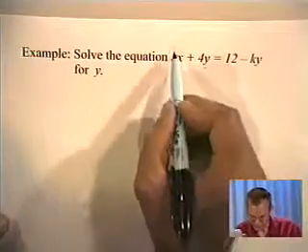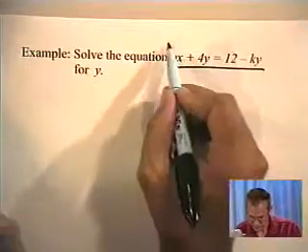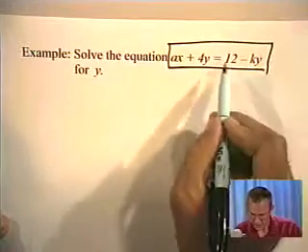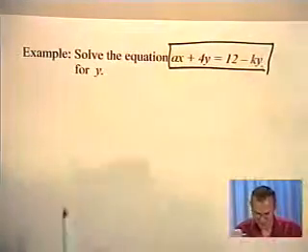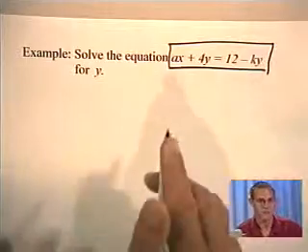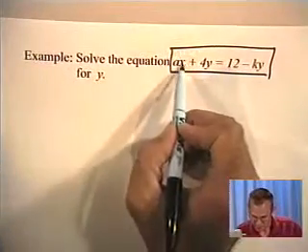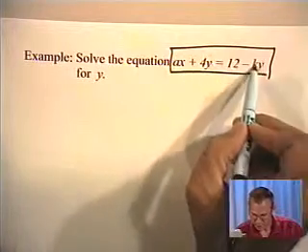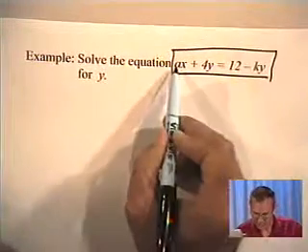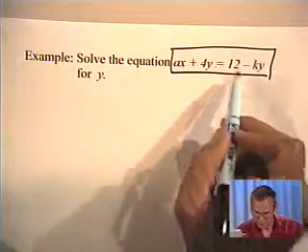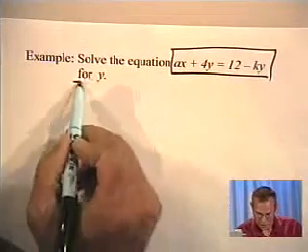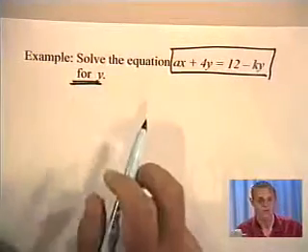Okay, here's our equation. AX plus 4y equals 12 minus ky. Now that may or may not be a famous formula. I don't know, I made it up. But notice, I've got 1, 2, 3, 4 different variables. I've got a's, x's, y's, and k's. The problem asked us to solve for y.